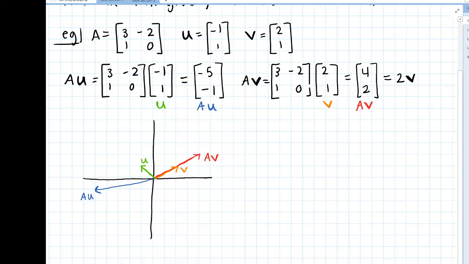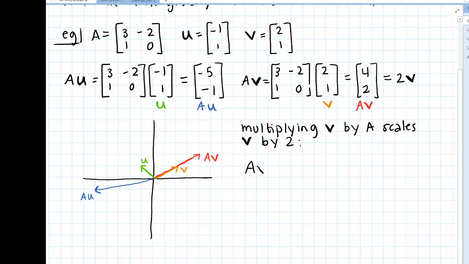of 2. So let me write that down kind of separately, because that's really important. So multiplying the vector v by A scales v by 2. And so another way of saying that is A times v is equal to 2 times v.